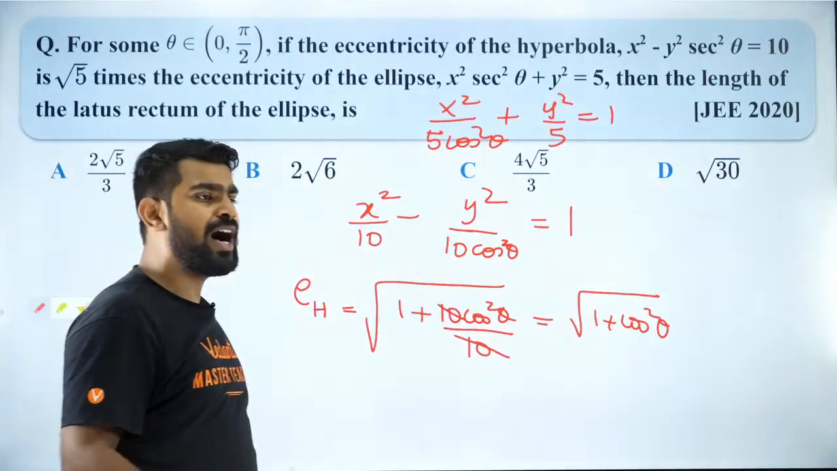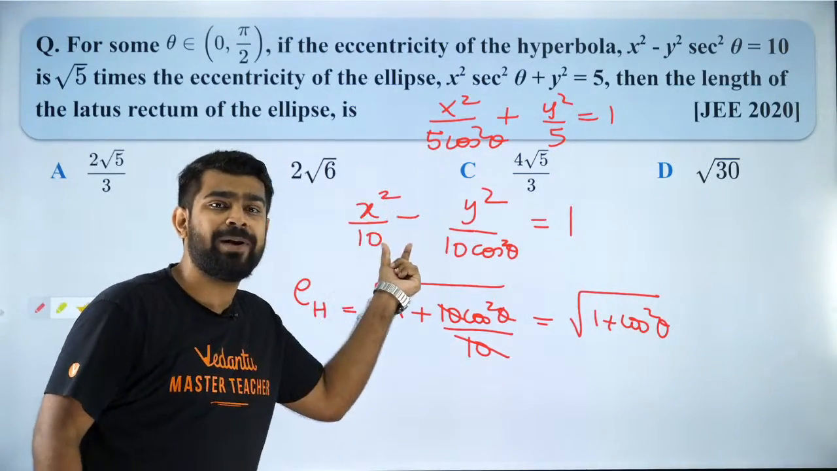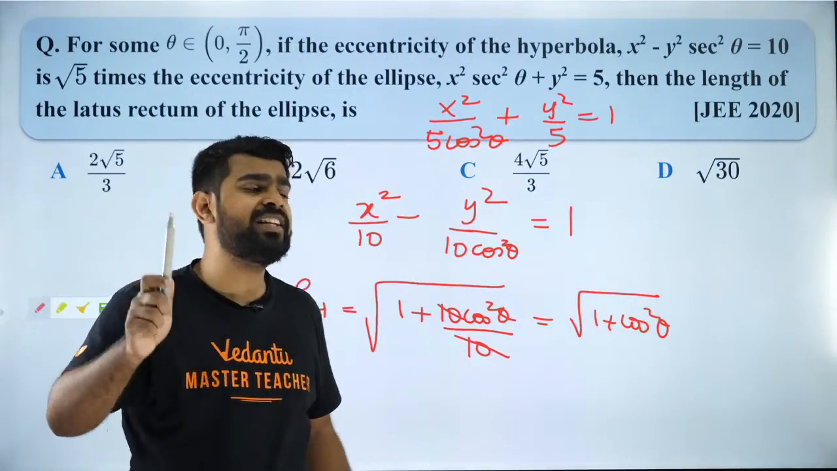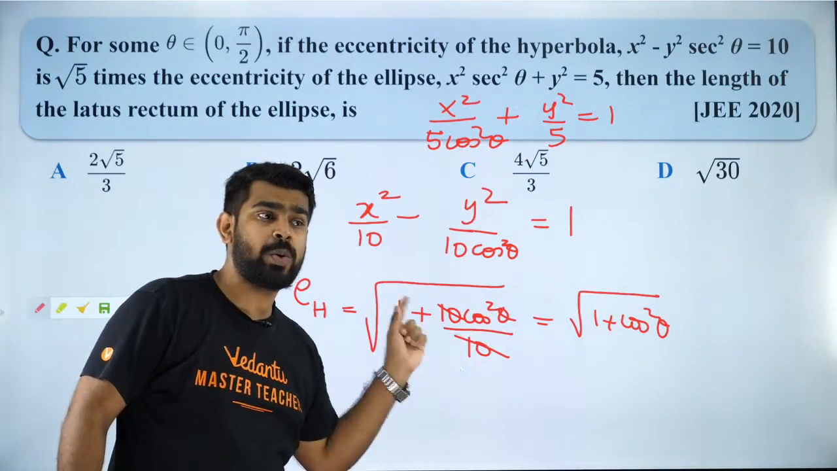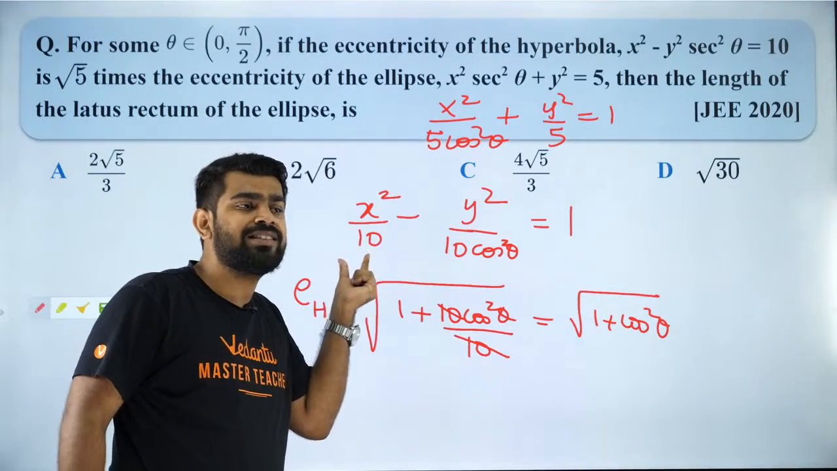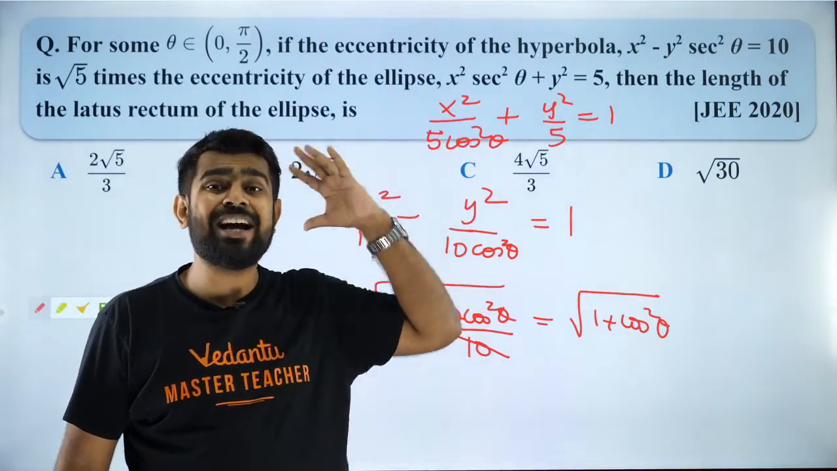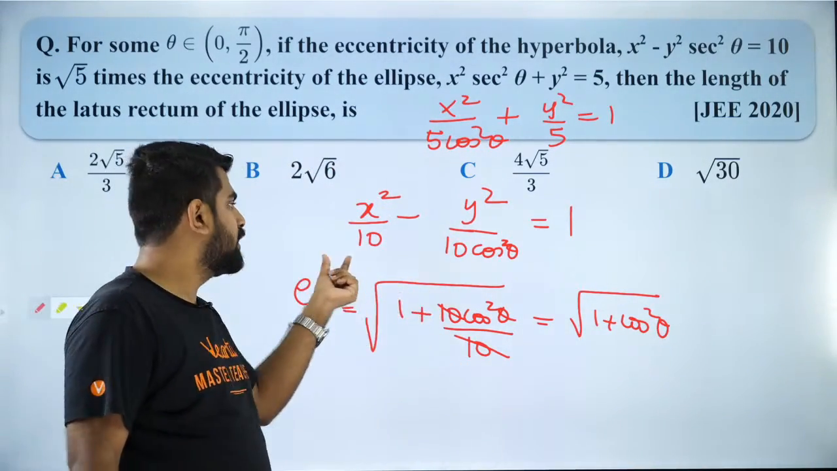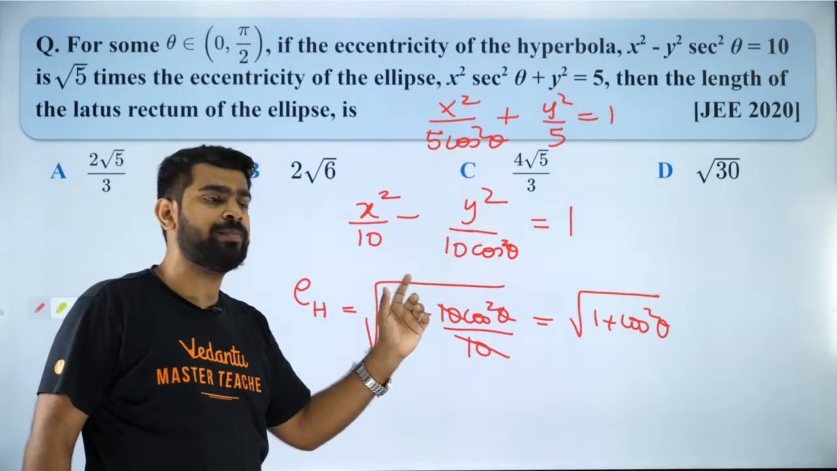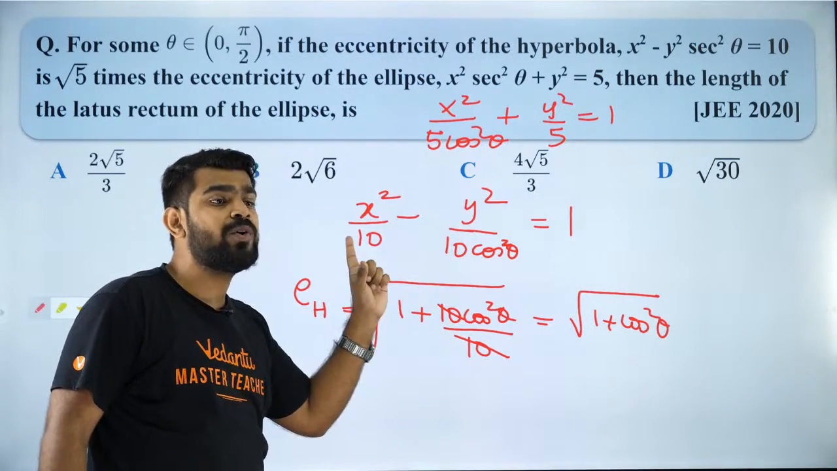So for hyperbola, please remember, whenever you have a hyperbola, x square by a square minus y square by b square, always the eccentricity is 1 plus b square by a square under root. Always, no matter which is greater, 10 is greater, 10 cos square theta is greater, I don't care. Whatever is greater, I don't mind. The formula still remains the same. What is that? 1 plus b square by a square. So that is for hyperbola.